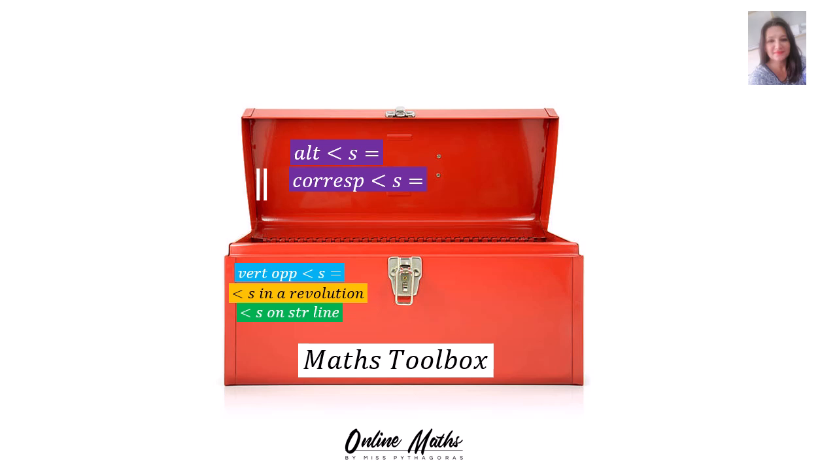Now the third reason that you can add in your toolbox will be co-interior angles supplementary. And remember, that only happens when you have parallel lines.